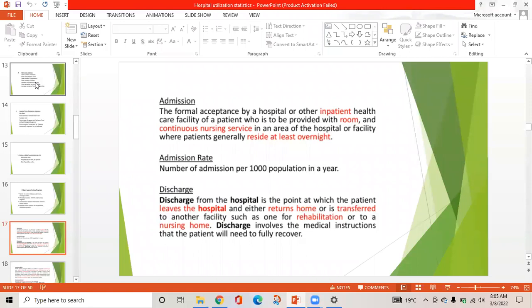And what is discharge? Discharge from hospital is the point at which the patient leaves the hospital and either returns home or is transferred to another facility, such as one for rehabilitation or to a nursing home. Discharge involves the medical instructions that the patient will need to fully recover.